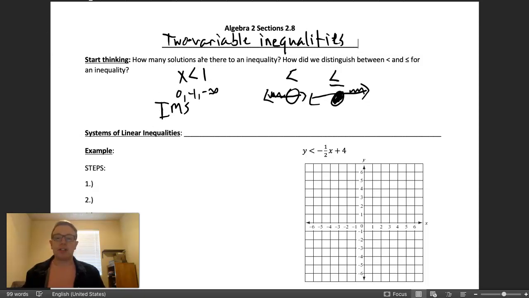Now we're going to move on to two variable inequalities, or a system of linear inequalities. And all a system of linear inequalities is an inequality based off the graph of a function.